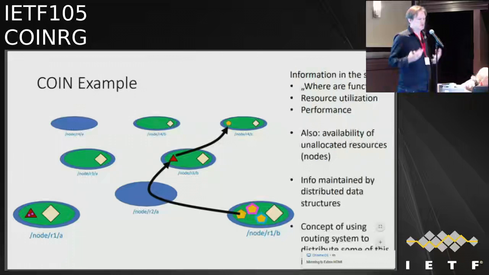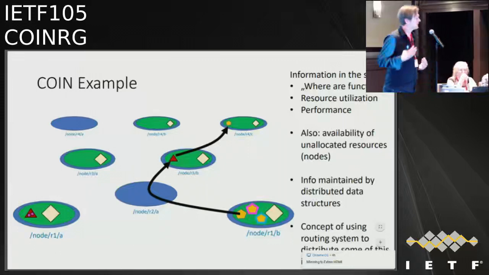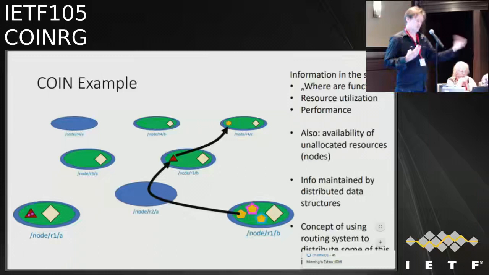In that system, it's useful to have information about where those functions are. So if, for example, I have a stateful actor, I want to continue talking to that one. It's also useful to know what the resource utilization situation is. How busy is this server, for example, or how well is it performing right now? Maybe it's formally not loaded, but I just figure out it doesn't work so well for me. And it's also good to know where there are still unallocated resources or nodes that I could integrate into the system at runtime.